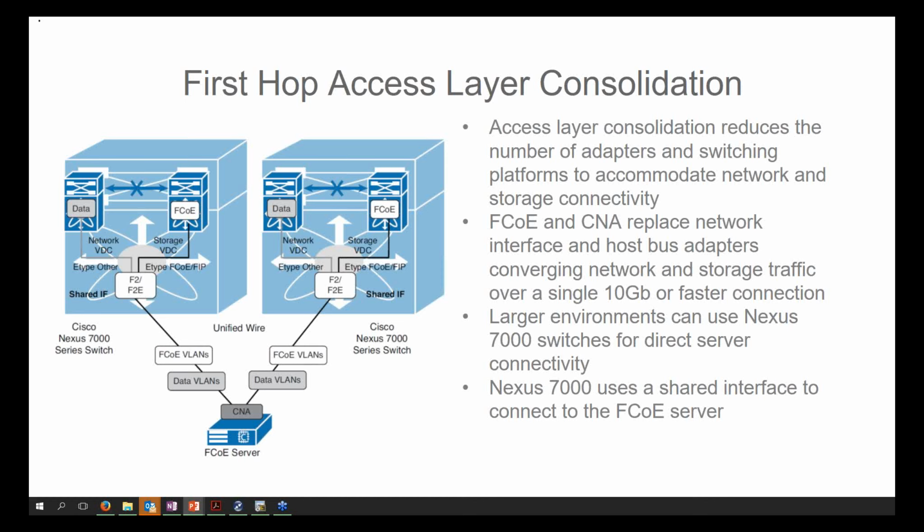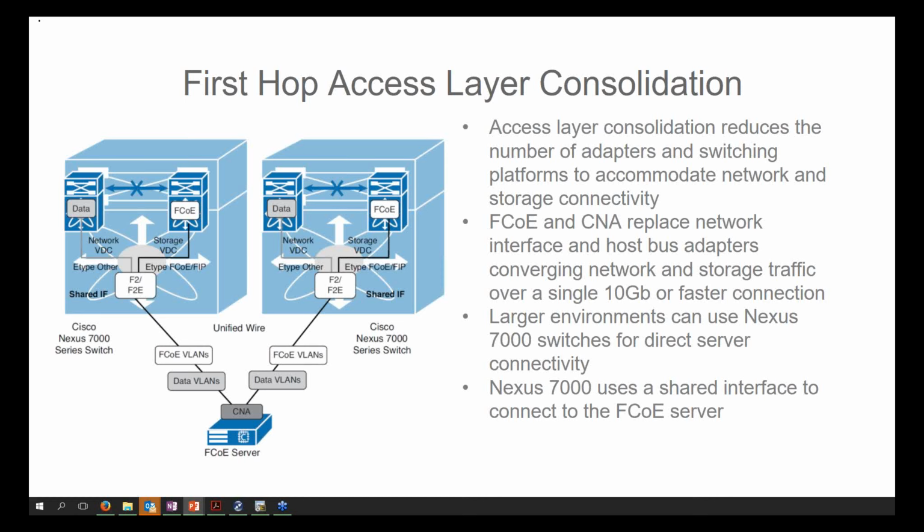Various topologies exist for multi-hop. These topologies offer consolidation at different tiers of the data center. The first one is the first-hop access layer consolidation. In this access layer, the consolidation reduces the number of adapters and switching platforms to accommodate network and storage connectivity. So where normally you might have multiple HBA ports and multiple network adapters going to a different switch or a different Fibre Channel switch, now they're combined in a unified wire carrying both FCoE VLANs and data VLANs to the switch.